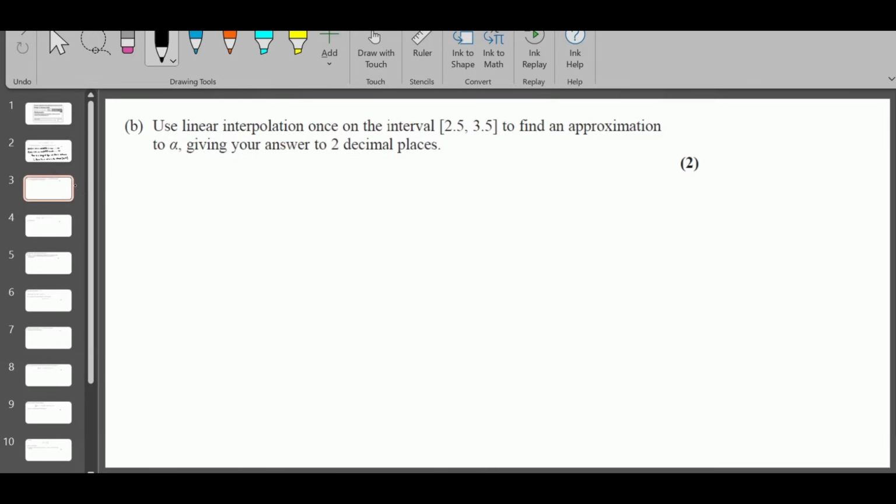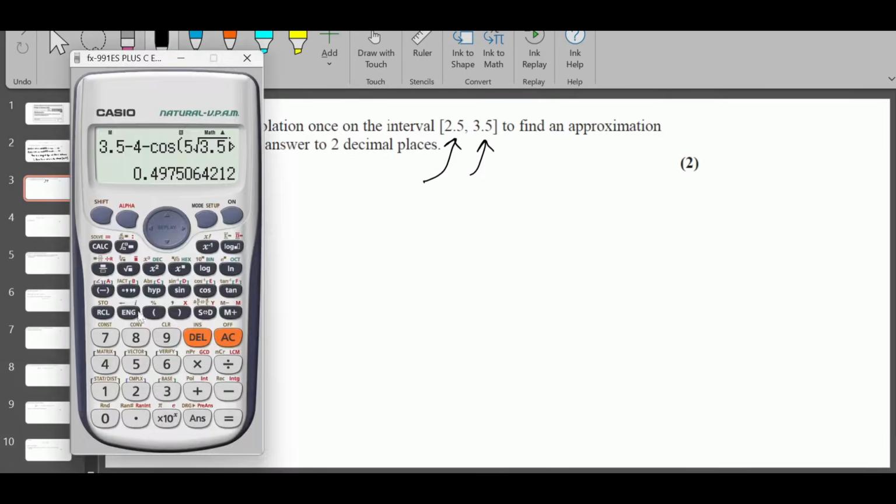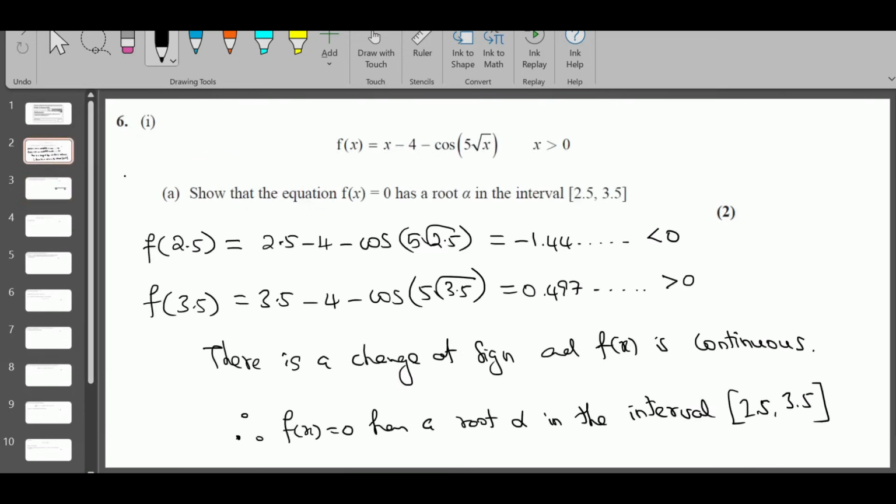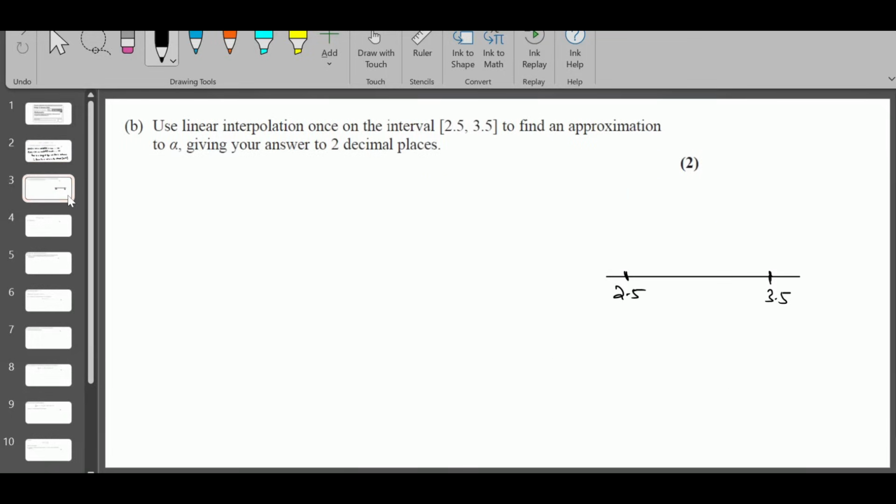Yes, okay, we are using linear interpolation. We need the value of these two. So I'm gonna store this value as b now. Okay, we are gonna apply the linear interpolation. So let's say this is x-axis. Our 2.5 is here, 3.5 is here. The function value of f of 2.5 is negative, so it will be below the x-axis, right? And then so this is f of 2.5.